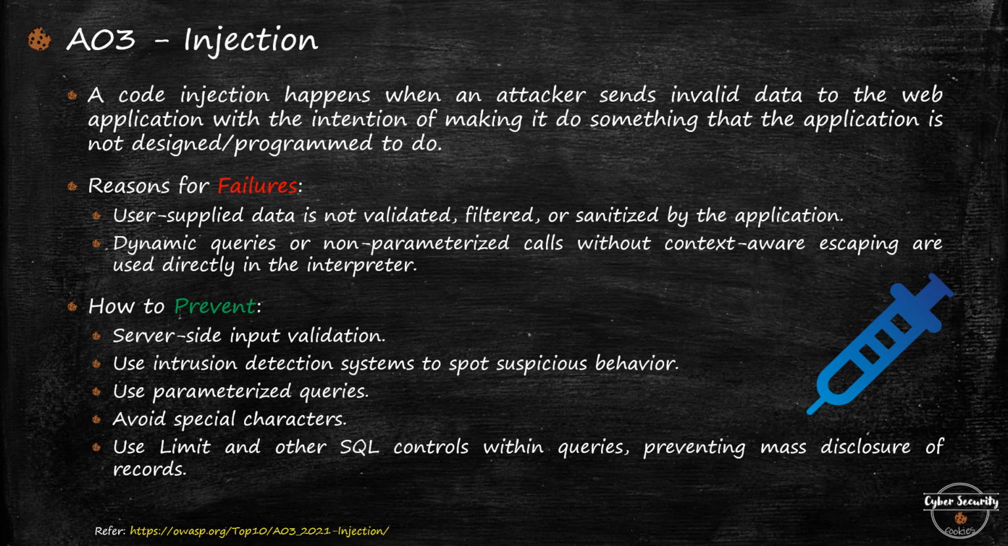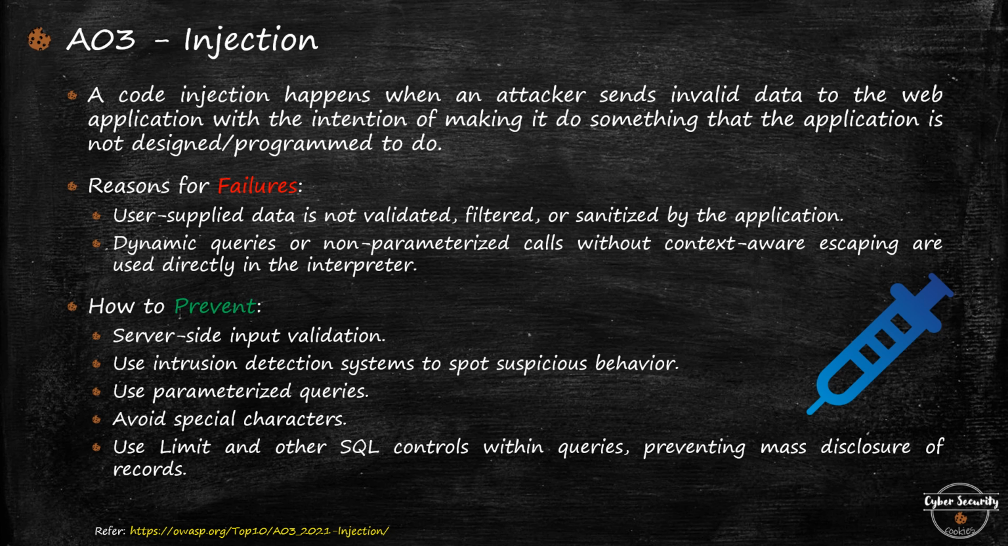So the third type is injection. A code injection happens when an attacker sends invalid data to the web application with the intent of making it do something that the application is not designed or programmed to do. There are different kinds of injections like SQL injection, command injections, cross-site scripting, XML injection, LDAP injection, and code injections. And they all lead to similar data breaches, malware injection, system compromise.